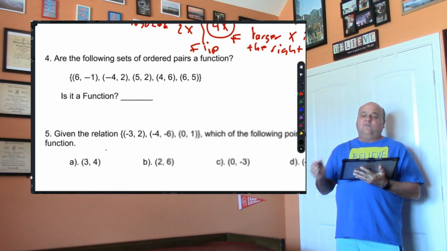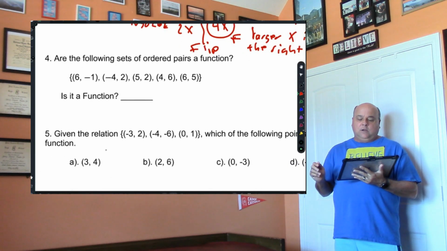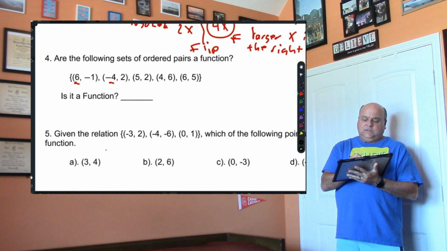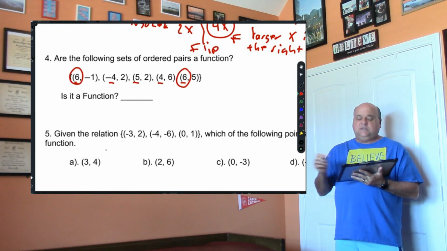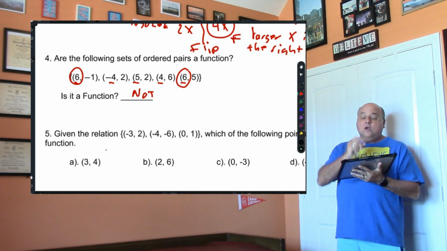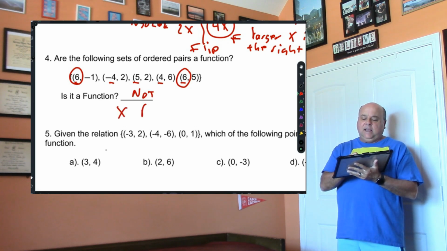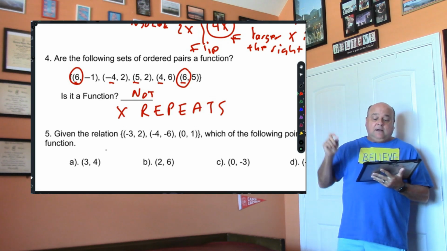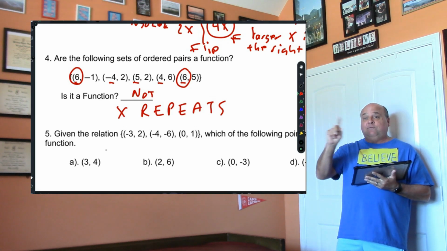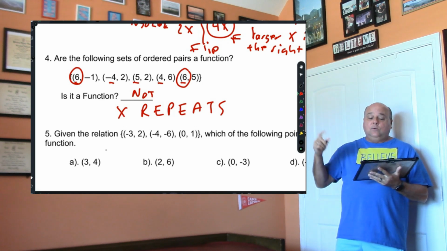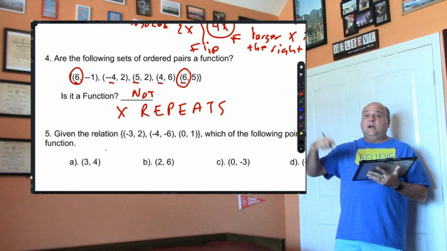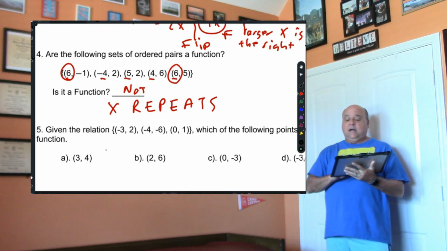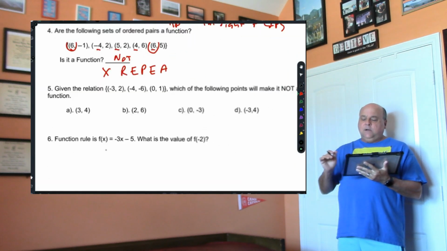Go to the next one, number 4. Is this a function, okay? Underline your x's. Notice that if this x repeats, it is not a function. Why is it not a function? The x repeats. Remember, you write down x repeats or x does not repeat, don't you? So in that problem right there, you have two ordered pairs with 6. You can't have 6 as -1 and 6 as 5, so it's not a function. Go to the next one.